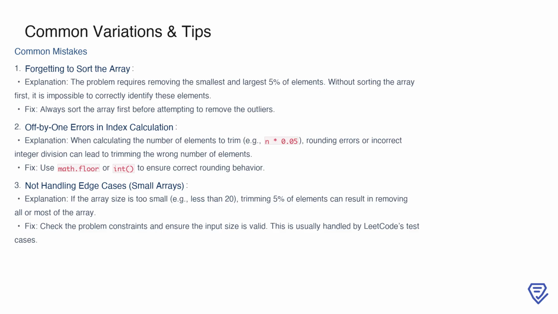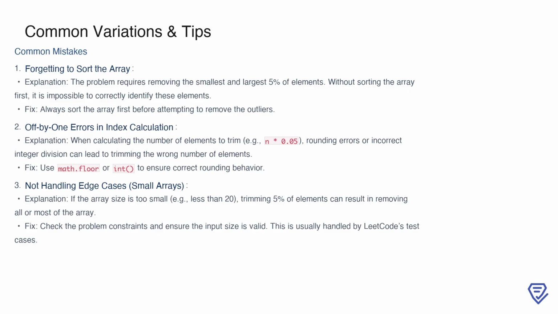When solving this problem, there are a few common mistakes to watch out for. First, forgetting to sort the array before removing the smallest and largest 5% of elements is a frequent error. Since the problem depends on identifying these extremes, sorting is essential to ensure the correct elements are removed.